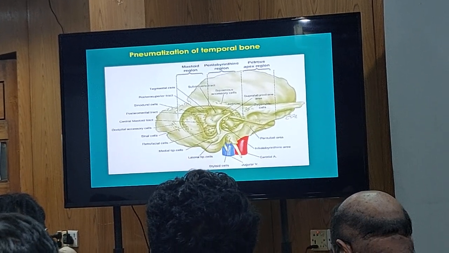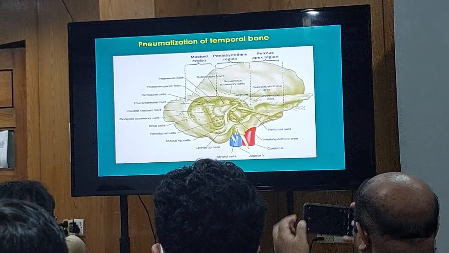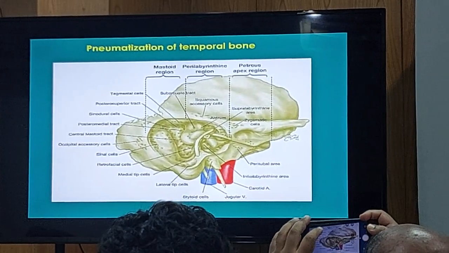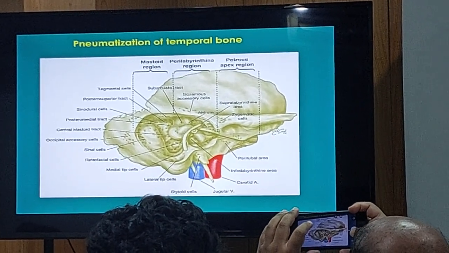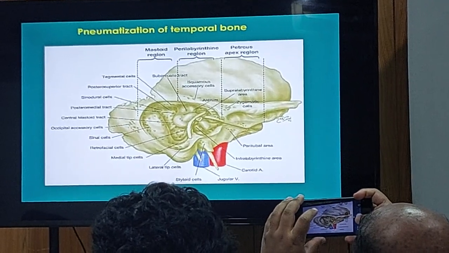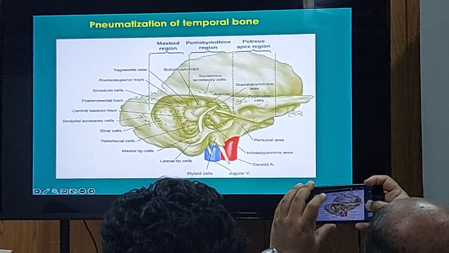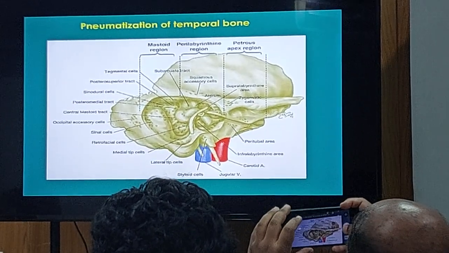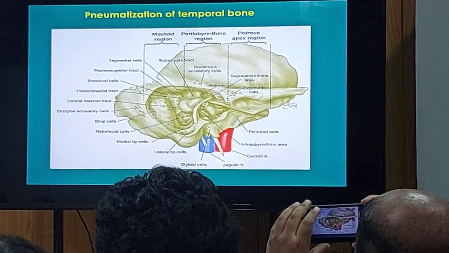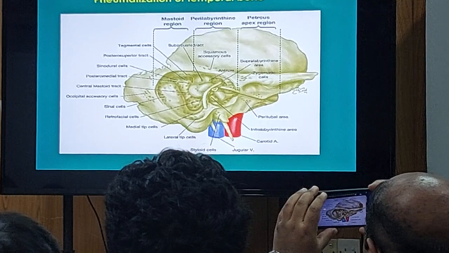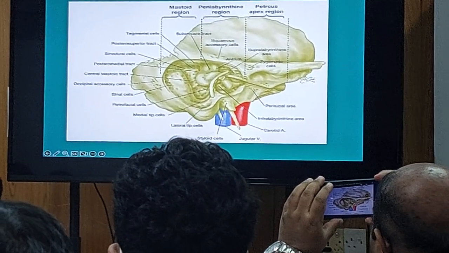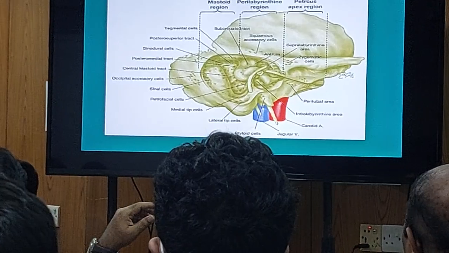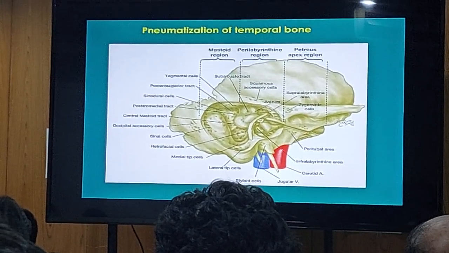There are so many cells in the mastoid, and this is actually the main component through which we dissect, and we find out all the vital structures. According to the variations, all cells do not develop the same way in all parts. So following these cells, we proceed with our dissection, and we find our vital structures.